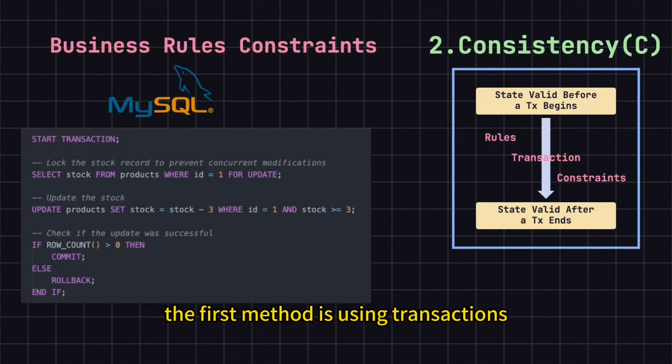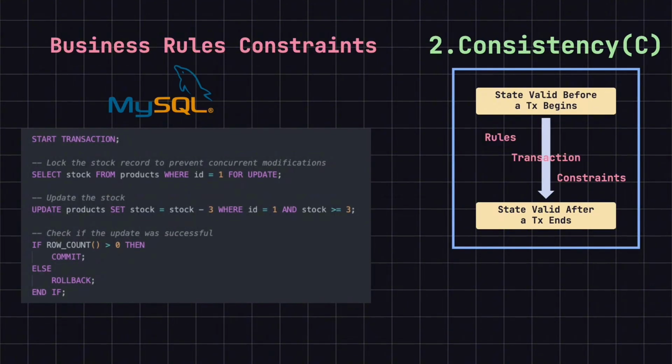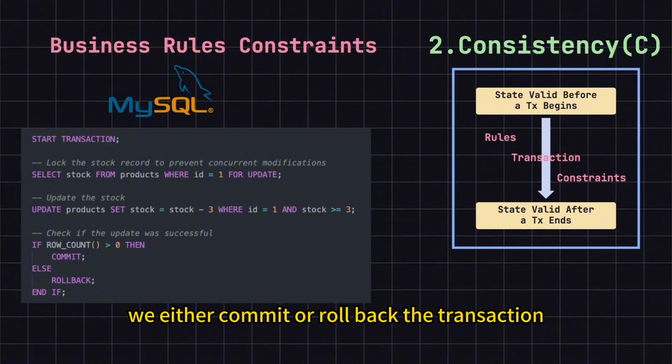The first method is using transactions. Here, we start a transaction, lock the stock record to prevent other concurrent changes, then update the stock. Based on the result of the update, we either commit or roll back the transaction.